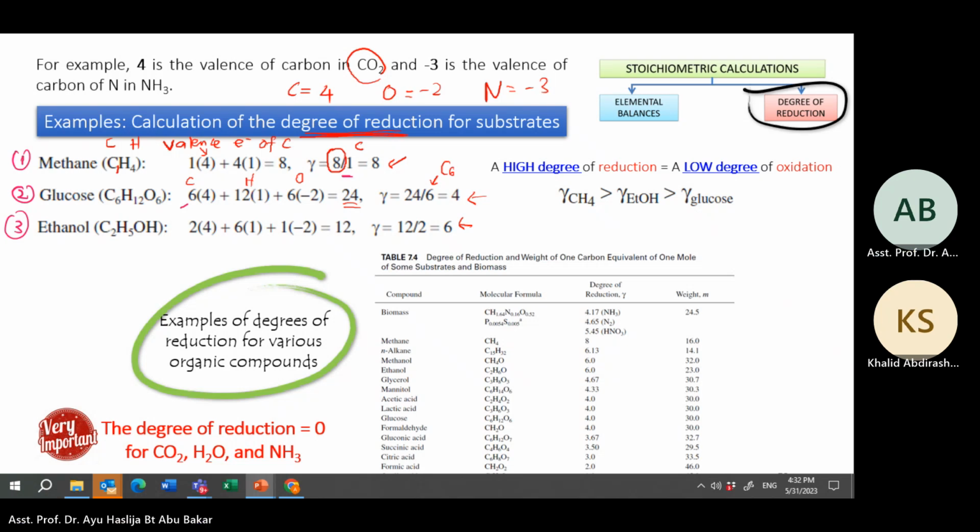Okay, any question? This table shows you some example of degree of reduction for few components. Okay, so from here you can see the degree of reduction, meaning that the higher the value, the higher the degree of reduction.